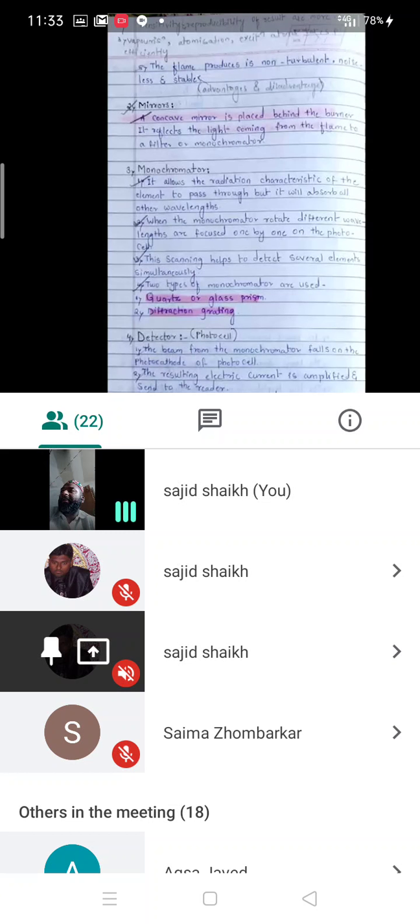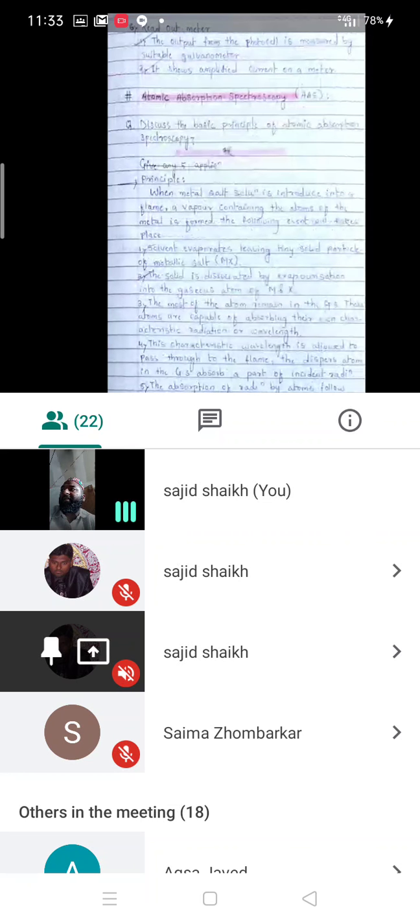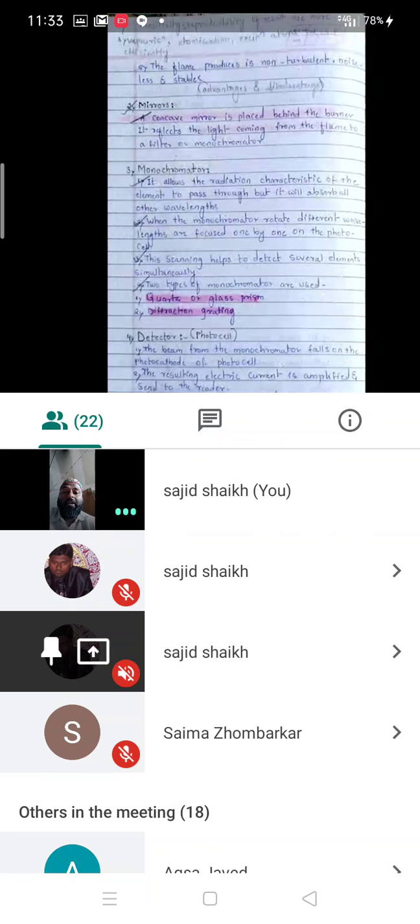Then we have seen the role of the different parts. What is the role of the mirror? What is the role of the monochromator? What is the role of the detector? What is the role of the amplifier? And what is the role of the readout meter? That we have discussed for this instrumentation part of flame photometry. Did you get this part? If you have any doubt or difficulties, you can ask.